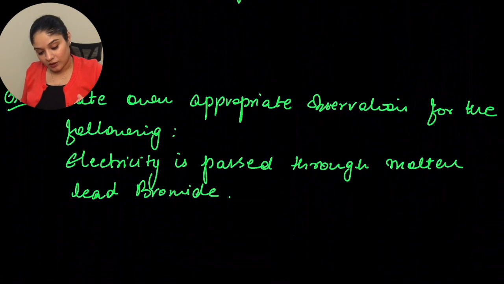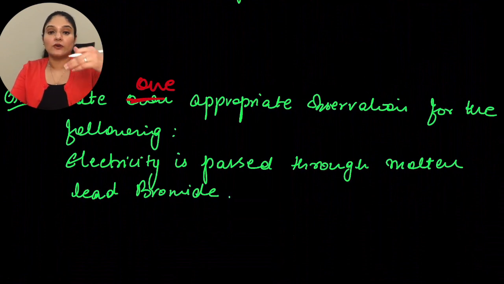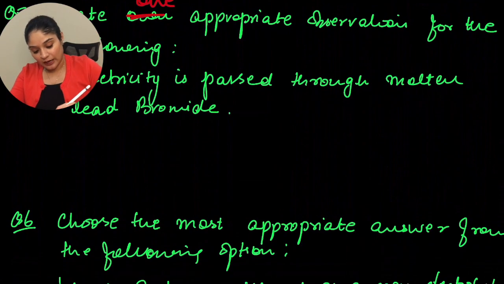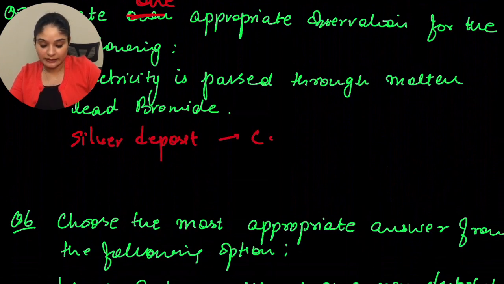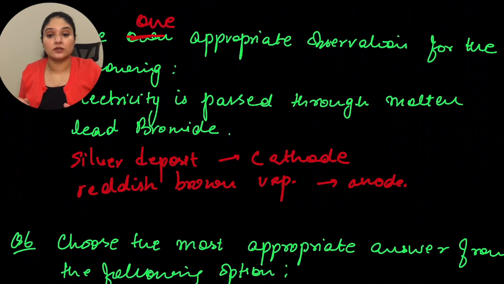State one appropriate observation for the following. Electricity is passed through molten lead bromide. When we pass it through molten lead bromide, you get a silver deposit. So we'll have to write that. So you'll get a silver deposit. And where do you get that? It appears at the cathode, and you get reddish brown vapors appearing at the anode. So that's your answer. This is your observation when electricity is passed through molten lead bromide.